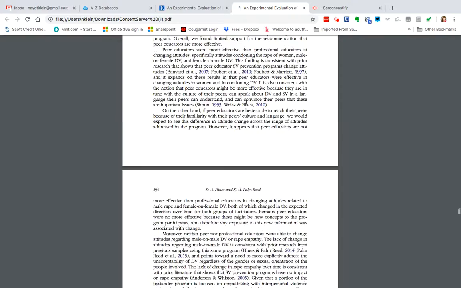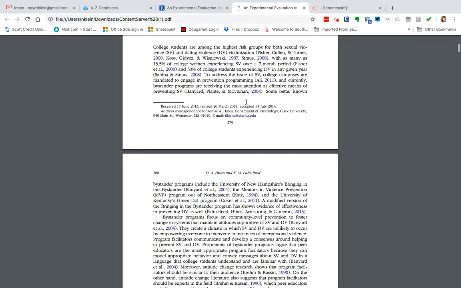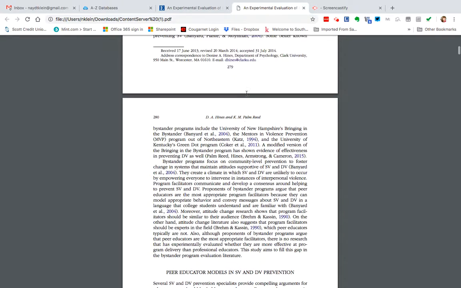Now, remember I told you to kind of skip that first section? That first section helps if you don't know much about your topic. So if you don't know much about sexual violence or dating violence or victimization, this would be something that you would want to read. But it's a little less important when it comes to program evaluation, because here are the things that you want to tell: who are they? Who did they study and where? How did they study them in terms of the effectiveness of this program? And what did they find?